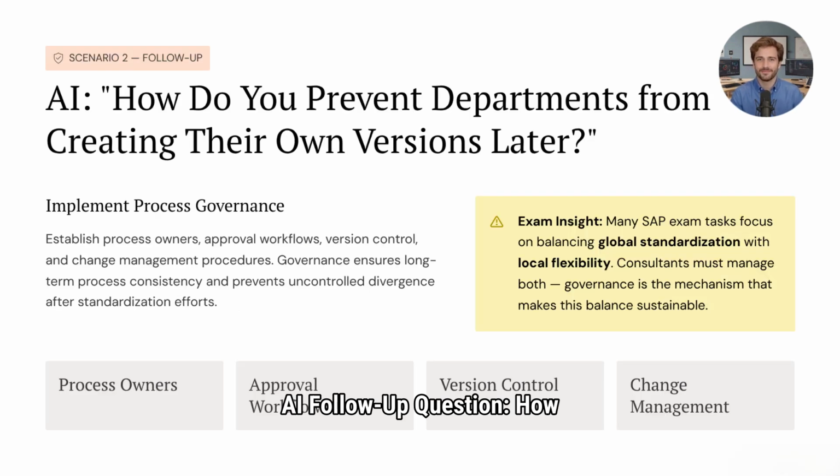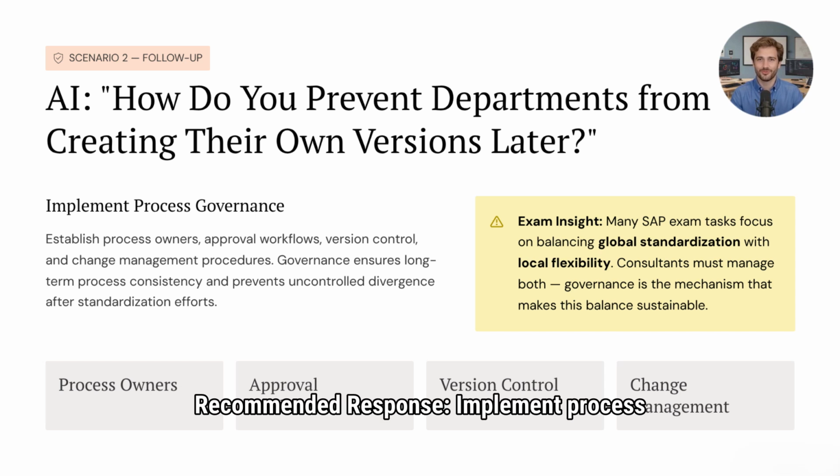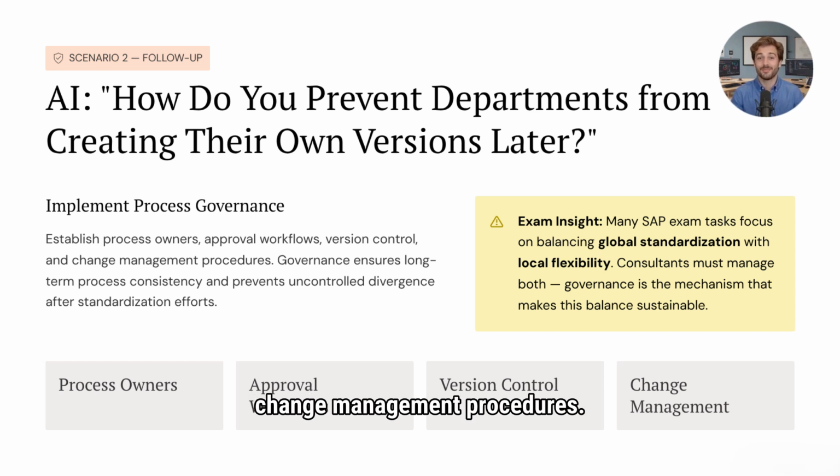AI follow-up question: how do you prevent departments from creating their own versions later? Recommended response. Implement process governance. Establish process owners, approval workflows, version control, and change management procedures. Governance ensures long-term process consistency. Exam insight. Many SAP exam tasks focus on balancing global standardization and local flexibility.